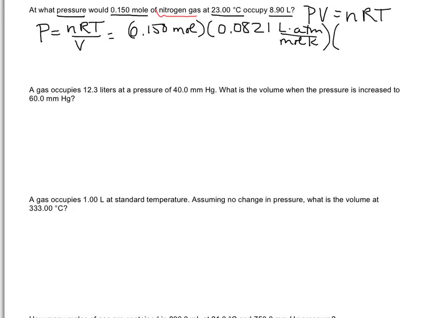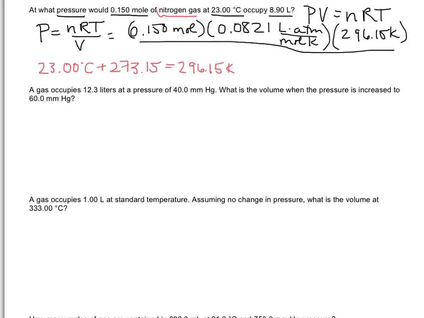Now the temperature is 23 degrees Celsius. And so I'm just going to take a little detour over here, and I'm going to say 23.00 degrees Celsius plus 273.15 is equal to our temperature in Kelvin, which is 296.15 Kelvin. So now I can put that temperature in here, 296.15 Kelvin, and all of that is going to be divided by my volume, which is 8.90 liters.